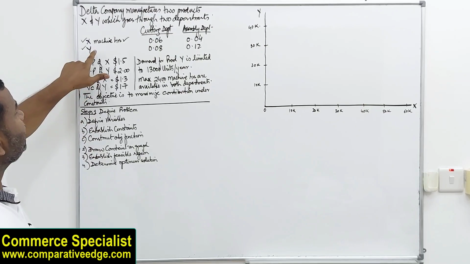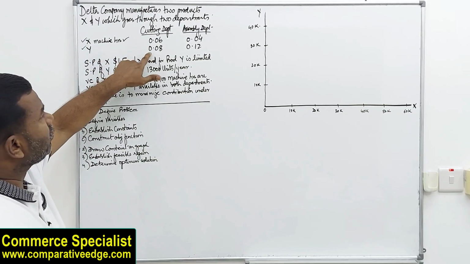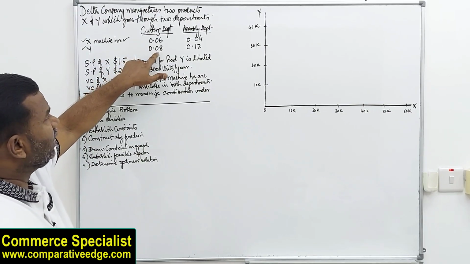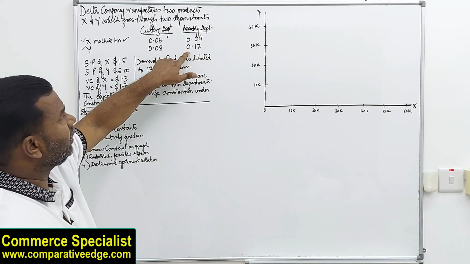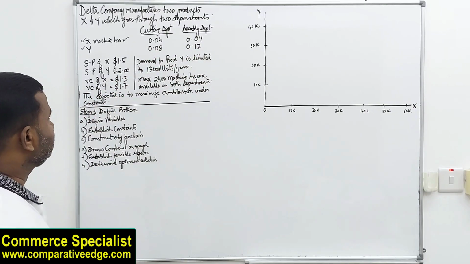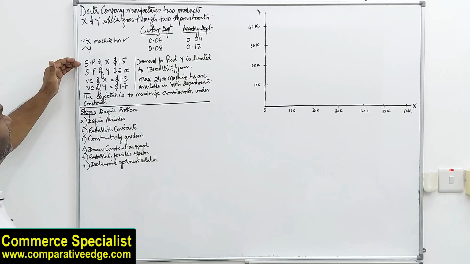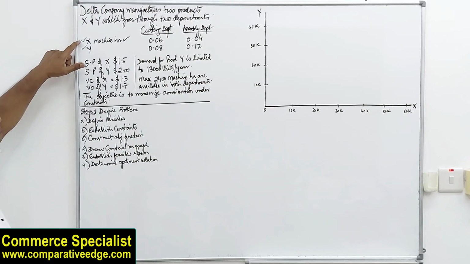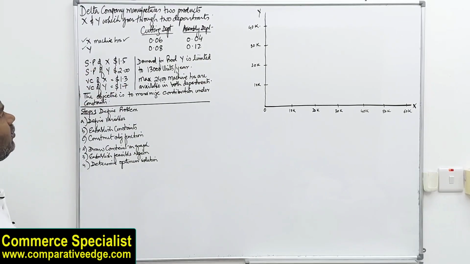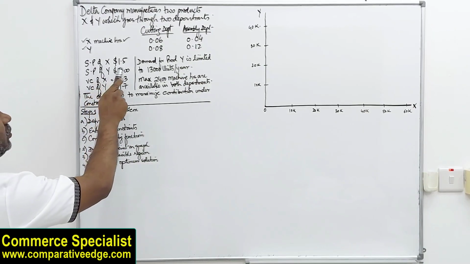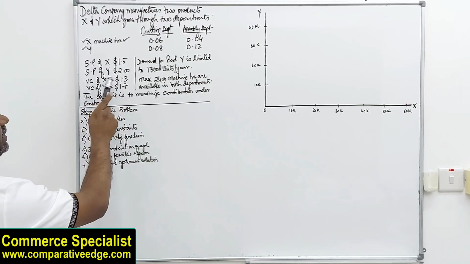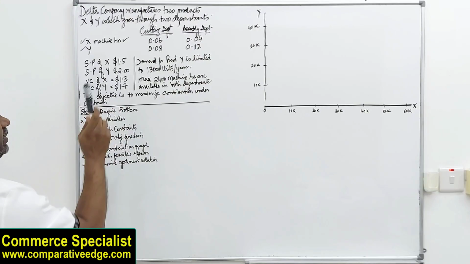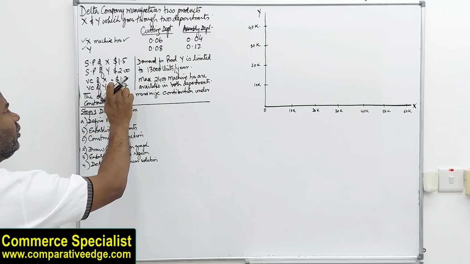Product Y first goes through the cutting department, where it requires 0.08 machine hours, and then it goes to the assembly department where it requires 0.12 machine hours. Now the selling price of a finished unit of product X is $1.5 and the selling price for product Y is $2. Variable cost of making X is 1.3 and Y is 1.7.